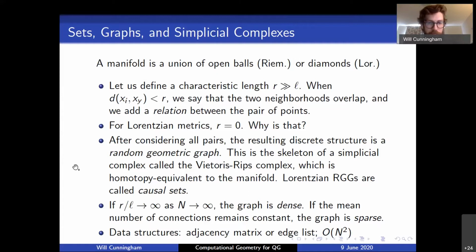So the last bit here for data structures, we're just going to use an adjacency matrix or an edge list. Constructing this is going to be an order n squared procedure because you're considering pairs of points. So in the examples that will follow, we will just consider an adjacency matrix, just to be clear.